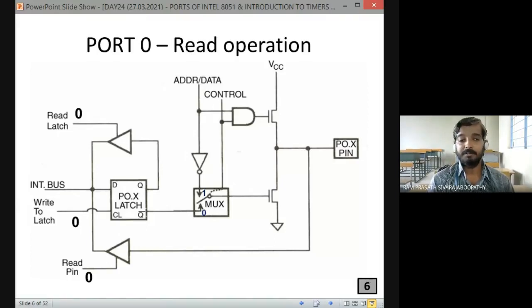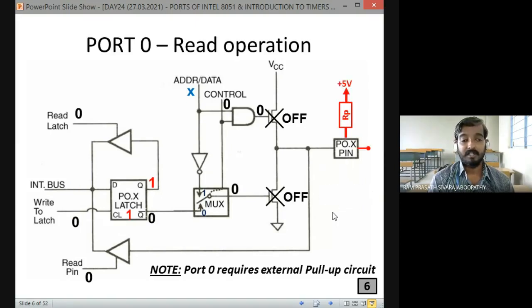What must be the condition so that a port pin can be configured as input? Kindly type it in the chat. What logic must we write in the port register bit so that the port pin is configured as input? Yes, very good. We have to write logic 1 at the port latch bit. Now it is going to function as an input port.